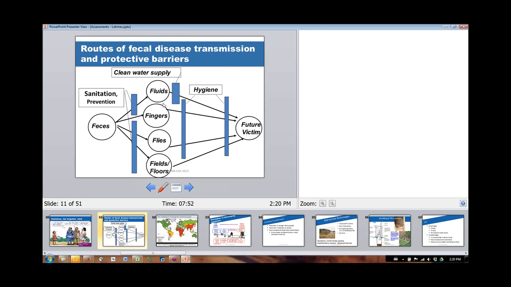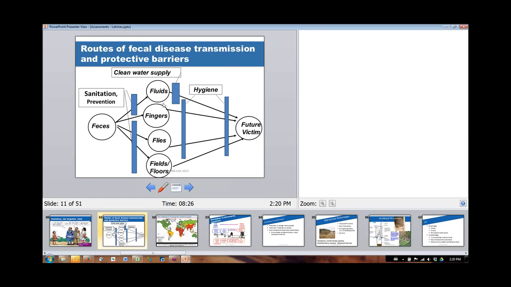You are breaking all but one of the vectors for getting sick. In other words, people could still get excrement on their hands when using a clean sanitation facility and still potentially victimize themselves or others because they didn't wash their hands. You can see here that with a clean water supply, you only break one route. You give people clean fluid, but their fingers, flies, and the fields could still be potentially contaminated.